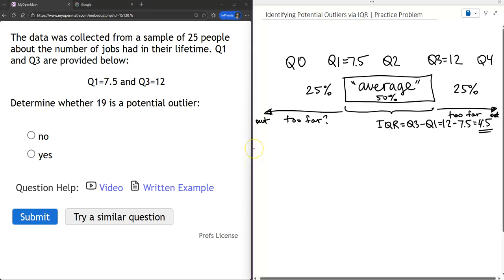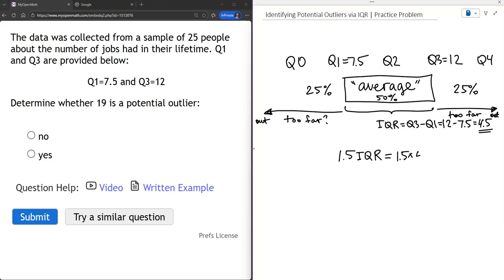Is 19 too far? Well, I don't even know what Q4 is, so how do I know whether 19 is too far? And we create the following criterion. We say anything that is 1.5 IQR away from the middle class is going to be considered too far. Well, so what is 1.5 IQR in this case? We have to multiply 1.5 by 4.5. I need to grab a calculator and multiply these two numbers. 6.75.